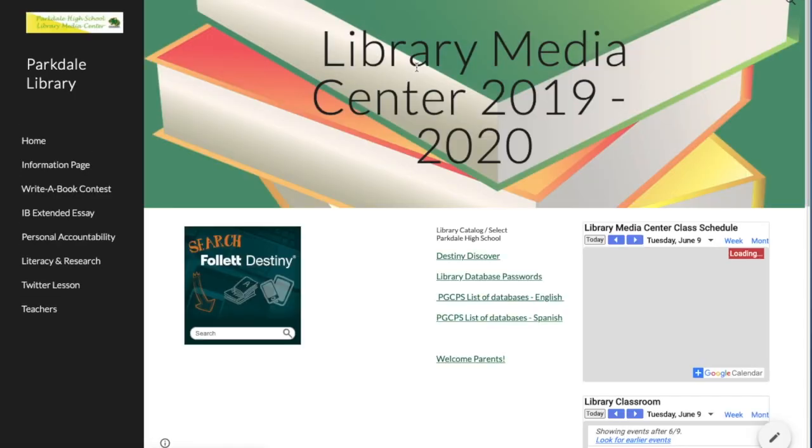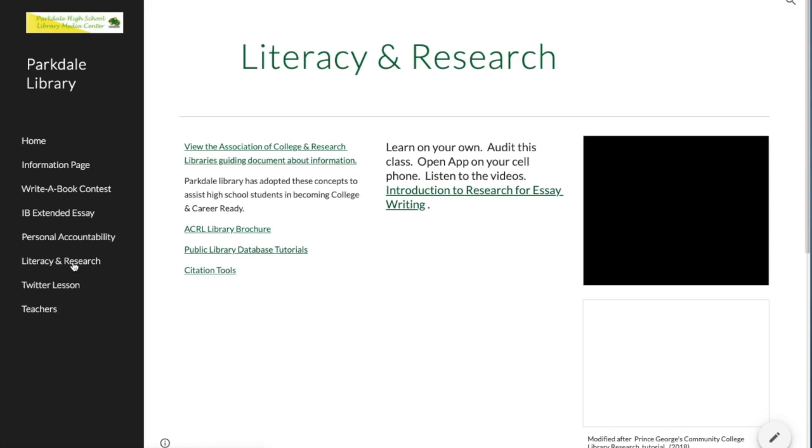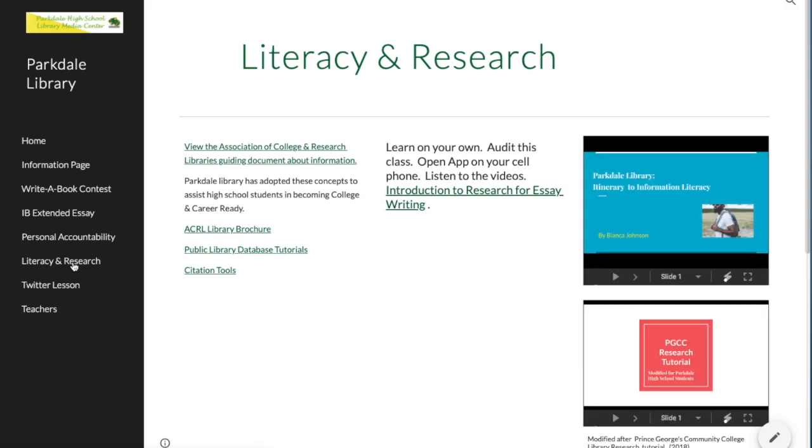On the library's website, I have two links that I really want you to focus on. On the left-hand side, the first one is literacy and research. So click here, and this is where you get all the background information you need to start writing a paper. I decided to adapt the library to the standards that are used in colleges and universities today. So I'm following those standards and I made some tutorials that'll help you with your papers.